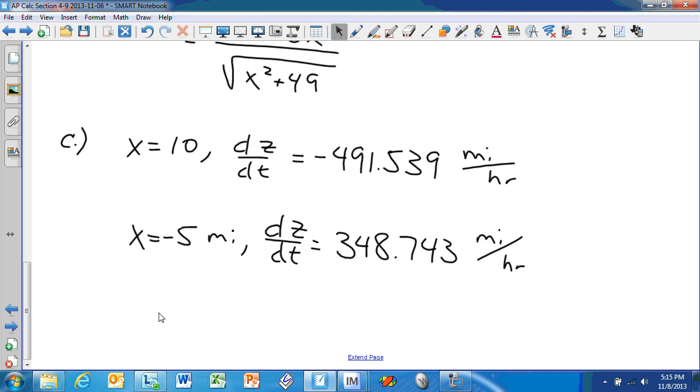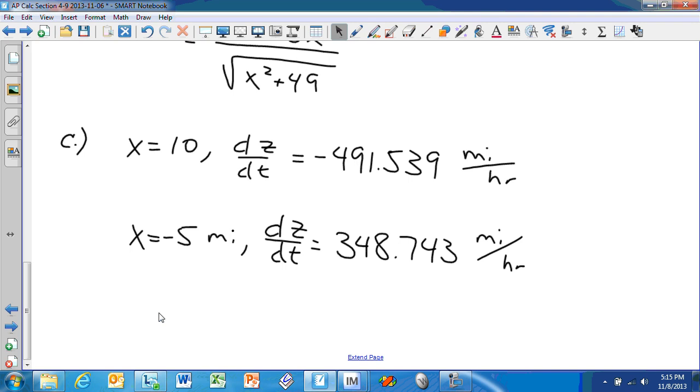And the last thing they ask us to do there is interpret the answer. So if you look at the answers we got there, first of all, the first one was negative 491.539 miles per hour, basically a negative 500 miles per hour. The reason it's negative is that the plane is still out in front of us, so it's moving towards us. Just like dx/dt was negative 600, dz/dt is also a negative value because the straight line distance to the plane is decreasing. And if the distance is decreasing, that means the rate must be negative.